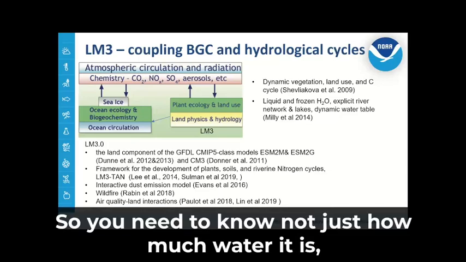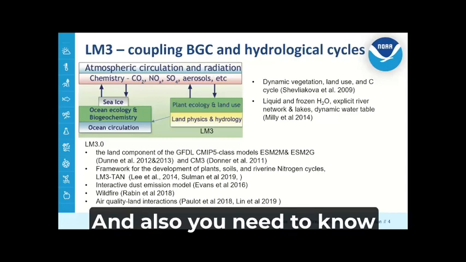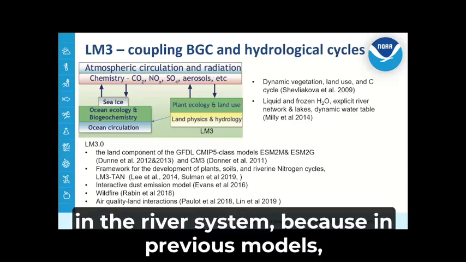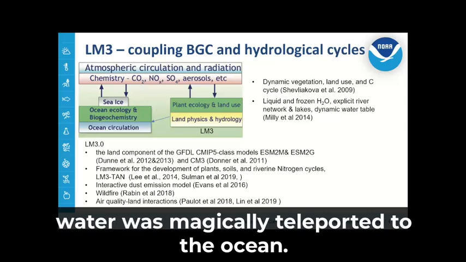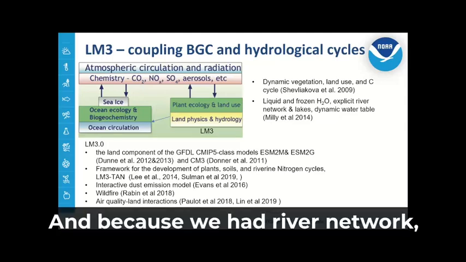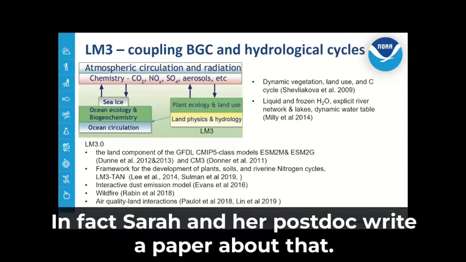So you need to know not just how much water there is, but where it is. And also you need to know what's happening with the water and related tracers in the river system. Because in previous models, water was magically teleported to the ocean. Now we could actually track all of those streams. And because we had a river network, we could look at the analysis of streamflows and possible flood impacts. Sarah and her postdoc led a paper about that.